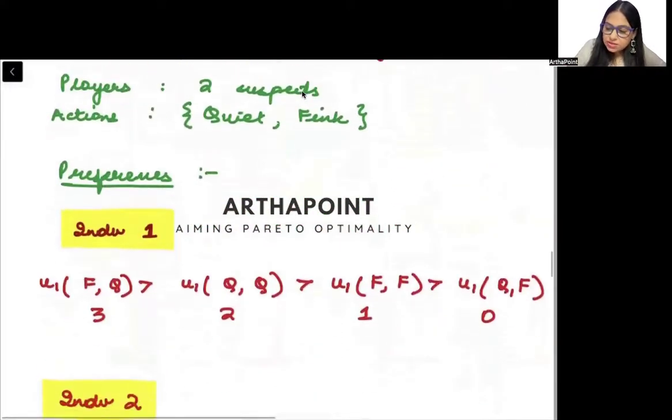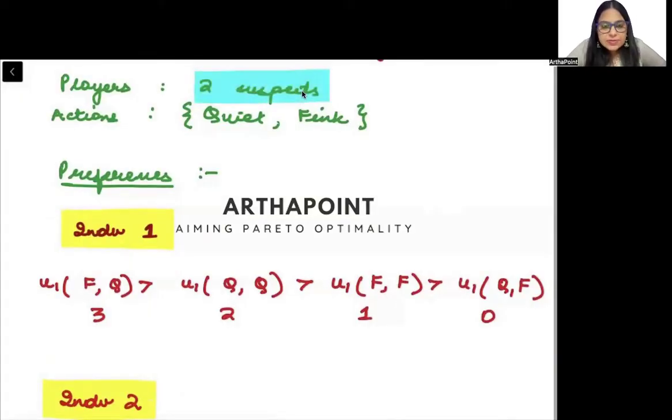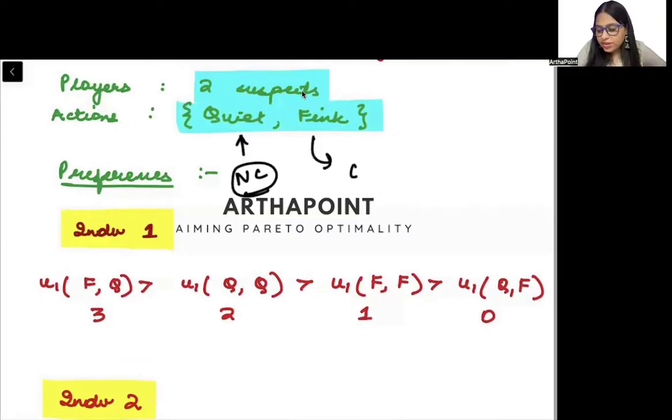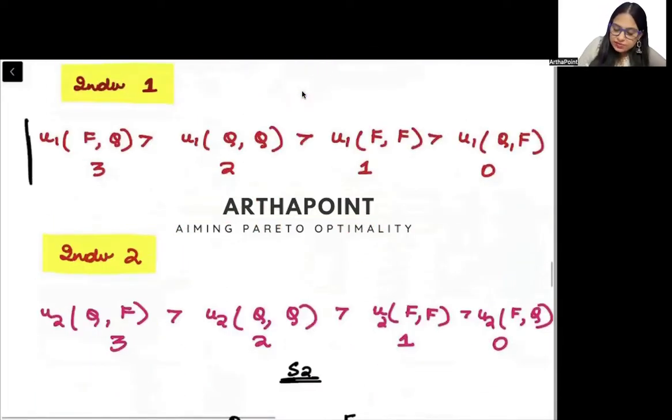Who are the players, beta? There are two suspects, two prisoners. They are the players of this game. What are the options they have? Either to be quiet or to confess. So either they can not commit to the crime, they can keep quiet, or they can go ahead and commit to the crime.